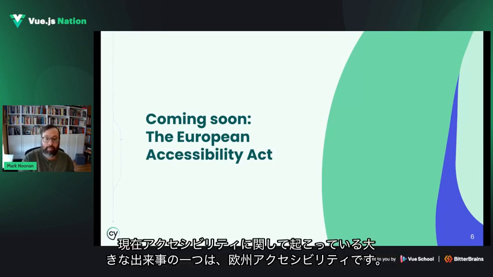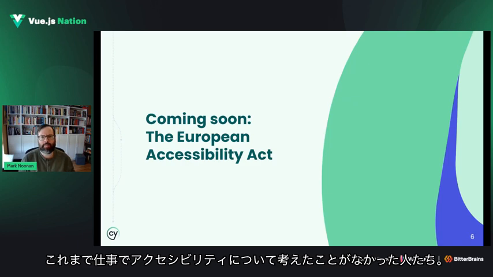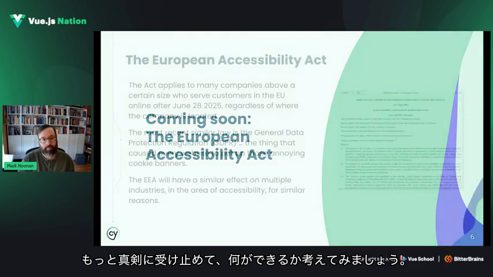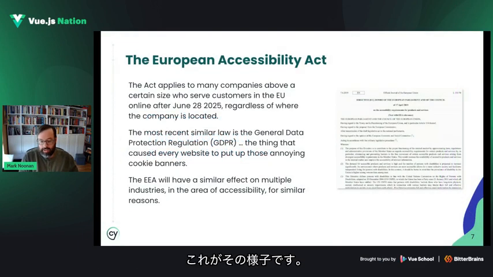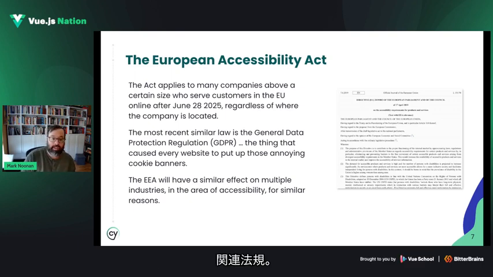One of the big things that's happening with accessibility right now is the European Accessibility Act. This is coming into law in June, and this is something that's making a lot of companies who didn't think about accessibility in their work before start to take it more seriously and look at what they can do. Here's what it looks like. It is a long legal document, no big surprises there. And what it does is create these obligations for member countries of the EU to create accessibility-related legislation.